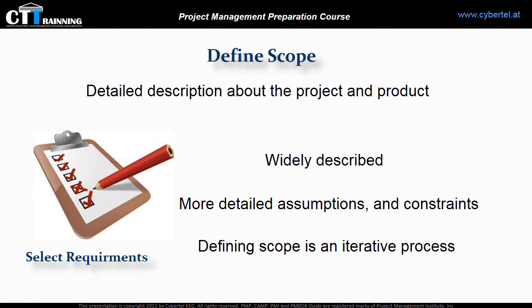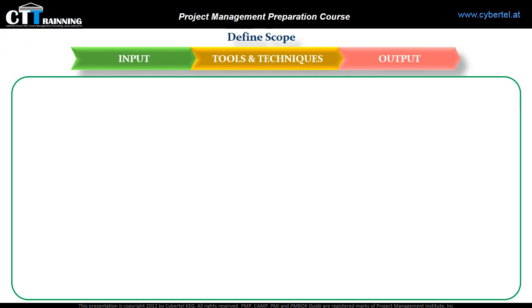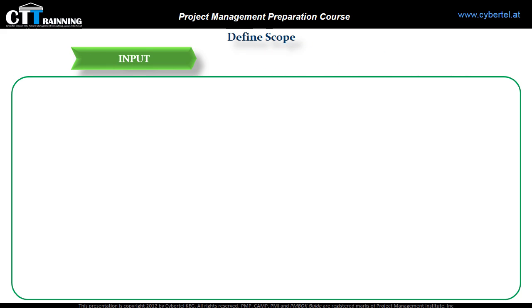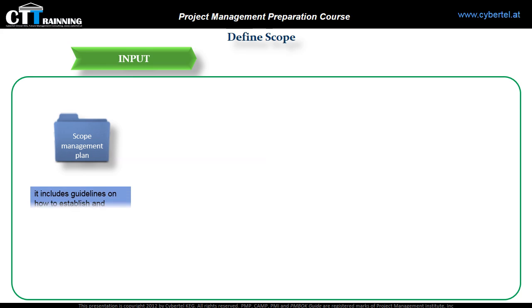Let's go to the inputs we need to start defining the scope. The inputs to the define scope process are: the scope management plan is our first input. We know that the scope management plan is a subsidiary plan of the project management plan. We need it because it includes guidelines on how to establish and manage the activities for developing, monitoring, and controlling the project scope.